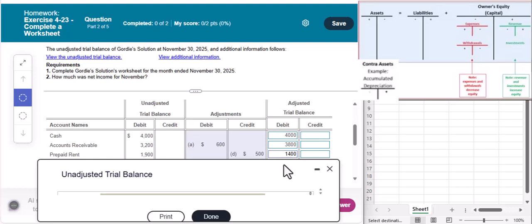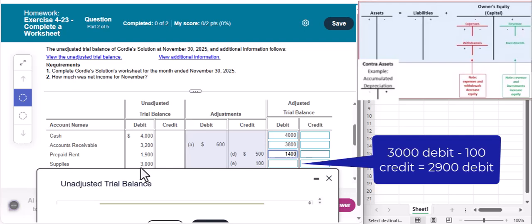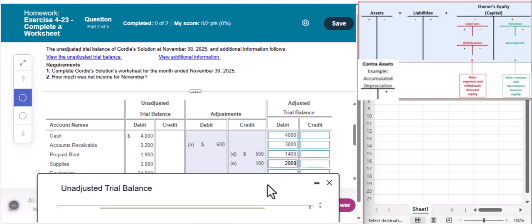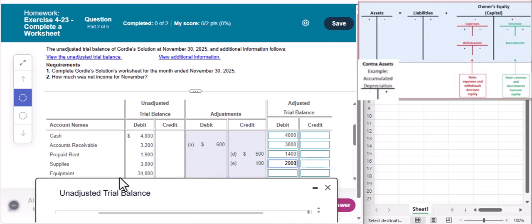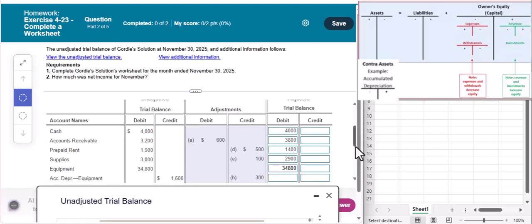So let's see what's next. We have supplies, another asset. So we had a previous balance of 3,000. We credited $100. So that means our supplies are being lowered by 100 to 2,900 as a debit balance, because again we used up $100 worth of supplies. Okay. And then we have equipment. We did not do anything to our equipment. So our debit there is 34,800.